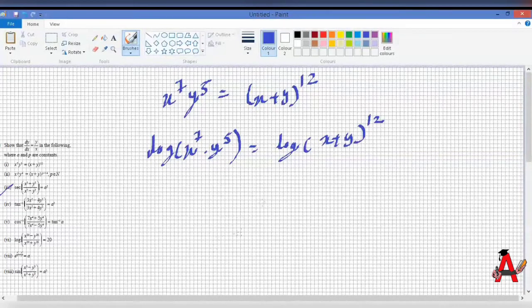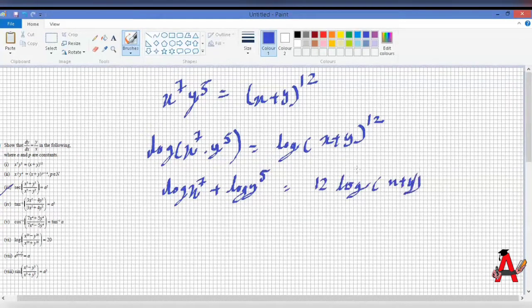Now this will become log of a plus log of b. So I can write log of x raised to 7 plus log of y raised to 5 is equal to, now this will become 12 log of (x plus y), because this 12 can come here, log of m raised to n is n log m. This can also be written as 7 log x, plus this can be written as 5 log y. This is written as 12 log of (x plus y).